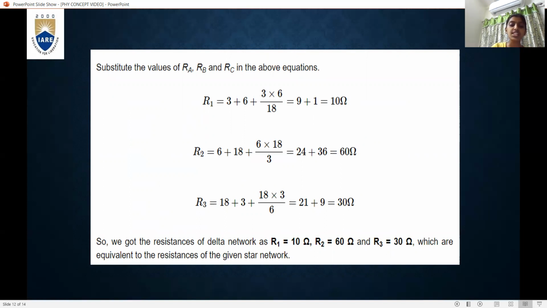So we got the resistances of the delta network as R1 is equal to 10 ohms, R2 is equal to 60 ohms, and R3 is equal to 30 ohms, which are equivalent to the resistances of the given star network.